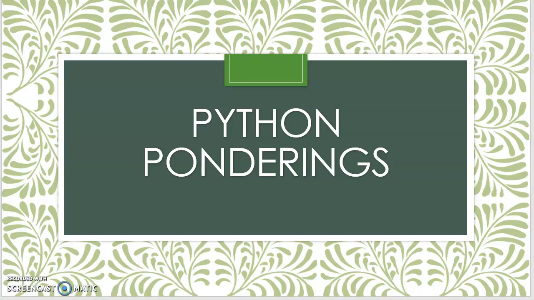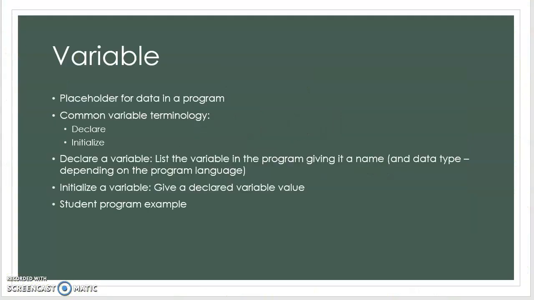Okay, so let's talk real quick. Variable. This variable is the cornerstone of programming. A variable is a placeholder for data in a program. In a program, you're always going to need to store some type of value, and you're going to need to store it in something. That something that you're going to store it in is a variable. So a variable is a placeholder. It just holds data.